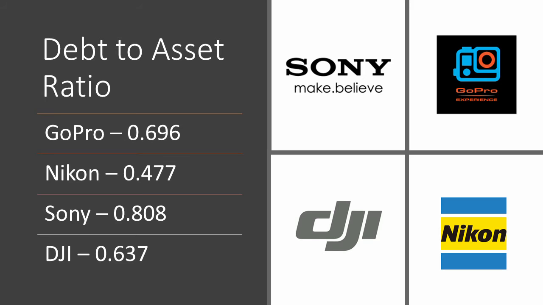The debt to asset ratio tells you the percentage of a company's total assets that were financed by creditors. GoPro has a debt to asset ratio of 0.696. This means around 70% of the assets they have are being financed by creditors. This can be a scary number because GoPro only owns around 30% of its assets. Comparing this to their rivals, Sony 0.808, Nikon 0.477, and DJI 0.637, shows they're about at the industry standard, which is around 50 to 70% of assets being financed by creditors.